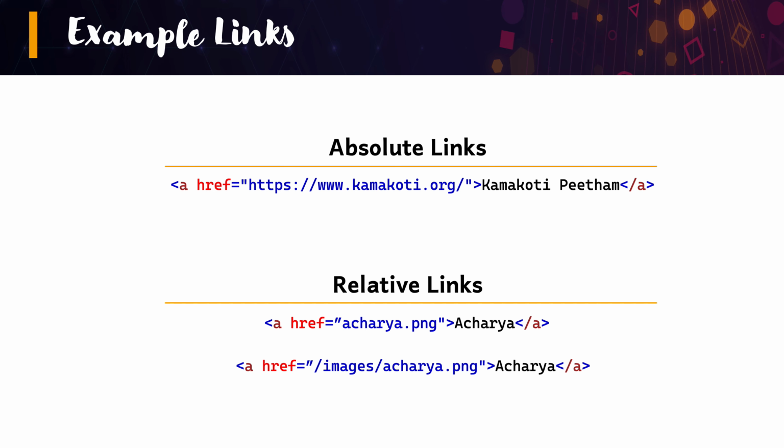The bottom two are examples of relative links. Both of them are trying to get a picture of the Acharya. Now, if you see, the difference between an absolute link and a relative link is only in terms of the value that is provided for the href attribute.